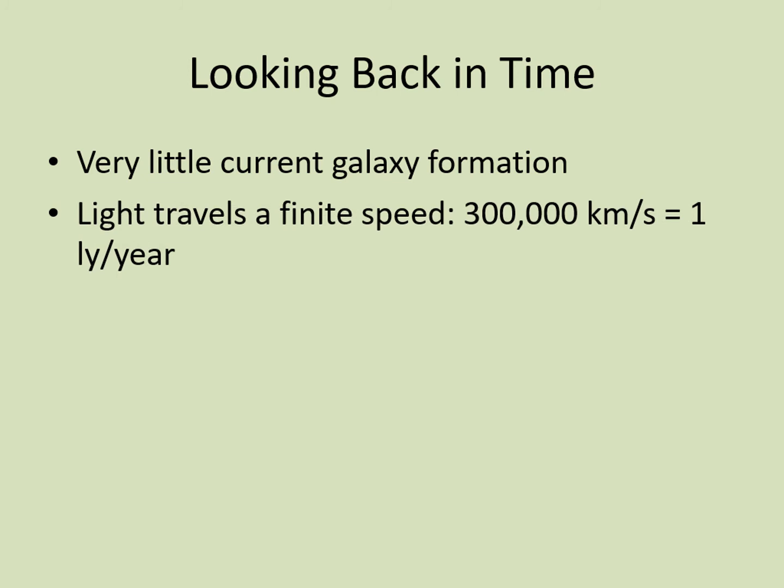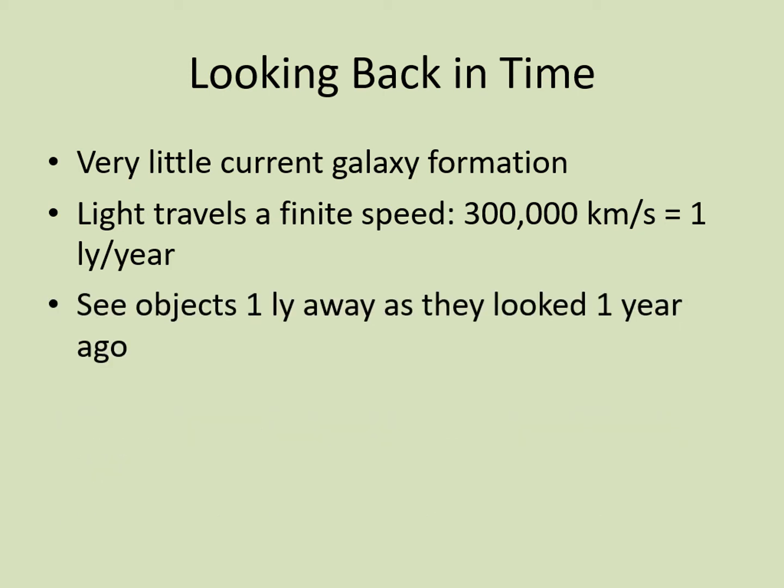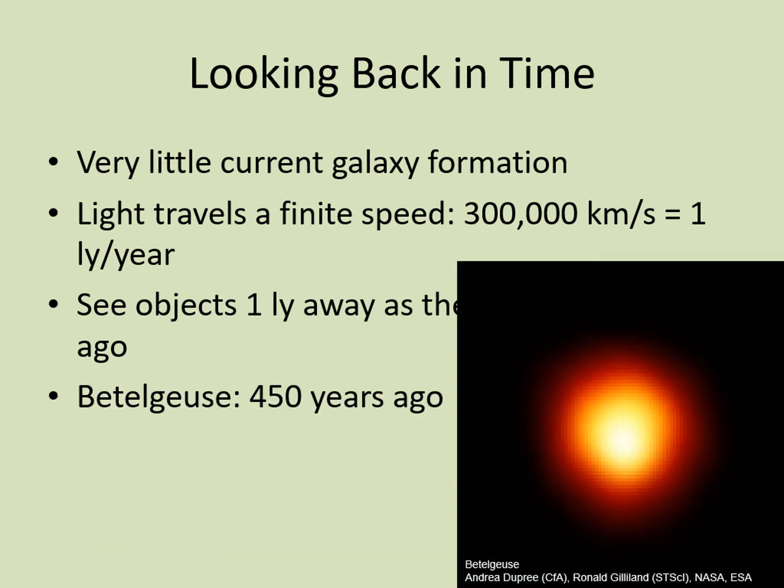Remember that the speed of light is finite. It travels at 300,000 kilometers per second. We can also say that it moves at a speed of 1 light year per year. So it takes a year for a beam of light to travel a light year to us. And if we see something a light year away, we're seeing what it looked like a year ago. When we look at the star Betelgeuse, we're seeing it the way it looked 450 years ago, since it's 450 light years away from us.